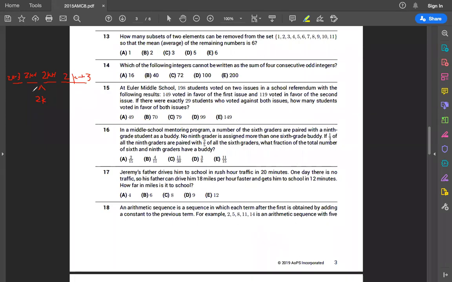And if we add these all up, we would get 8k. And then this minus 1 will cancel with the plus 1, and the minus 3 will cancel with the plus 3. So we actually just get 8k. And now the question is just which one of these is not a multiple of 8? And the only one that's not a multiple of 8 is 100. There's our answer for problem 14.